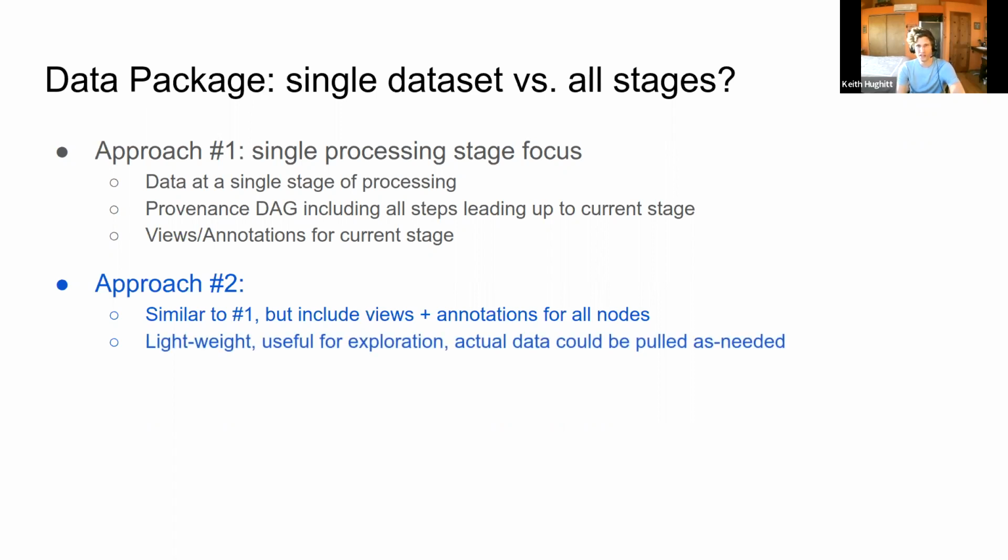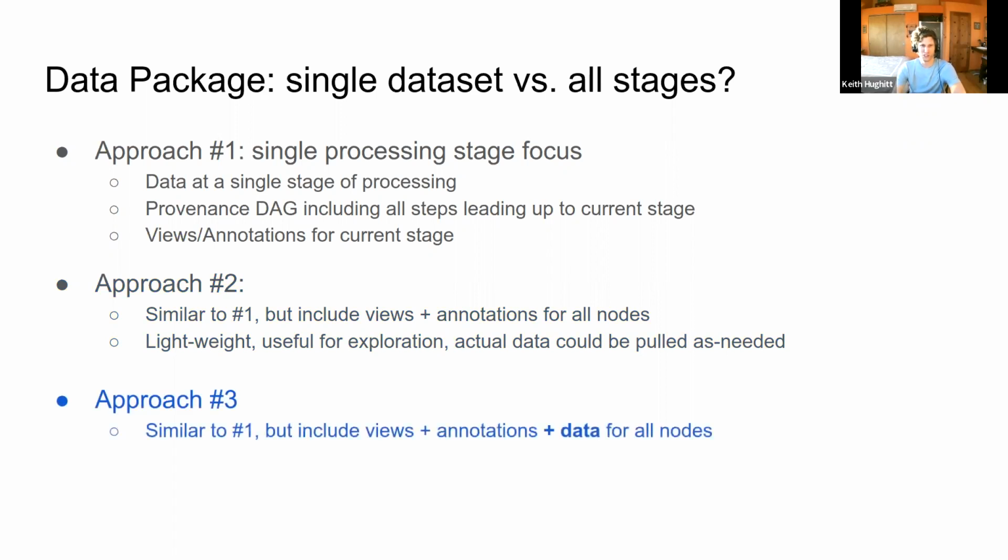It's still lightweight. And then you could essentially pull the actual data for other stages in the DAG as needed or as desired. And then finally, there's a third version of this, which is the same thing, but then include the data as well. So views, annotations, and data. And this is probably only practical for smaller data sets, because if you have a large data processing pipeline, you might have many stages, and collectively the data sets would all add up to a lot and be bulky to pass around.